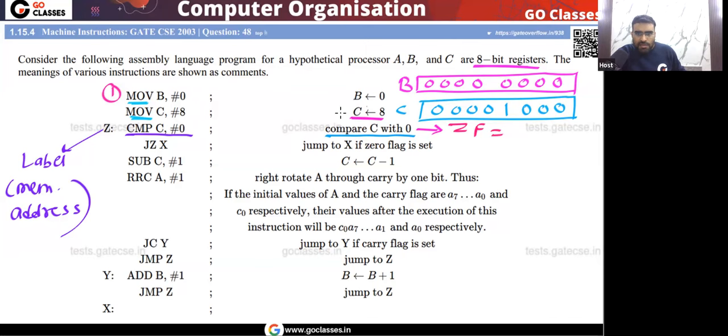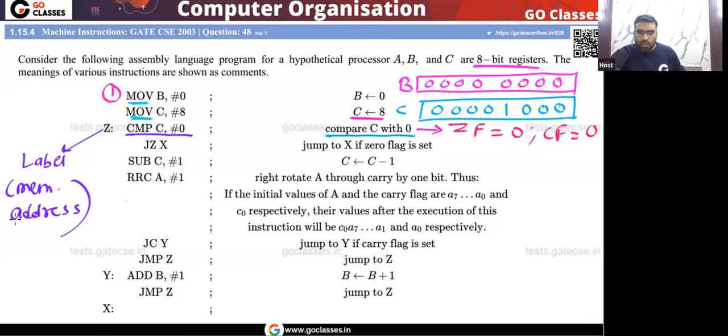So you can see these two are not equal. Yes or no? The value of C is not equal to 0. So the zero flag will not be set. What about the carry flag? Because you are subtracting C minus 0, 8 minus 0. So you can see there is no need to borrow. So the carry flag will also be 0.